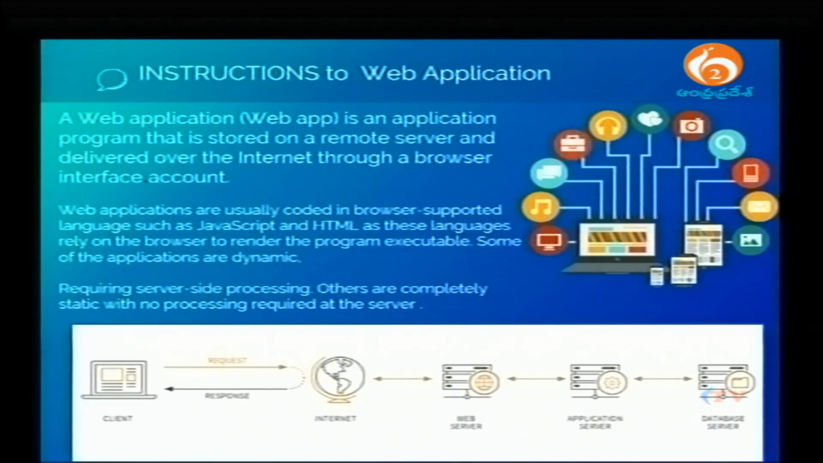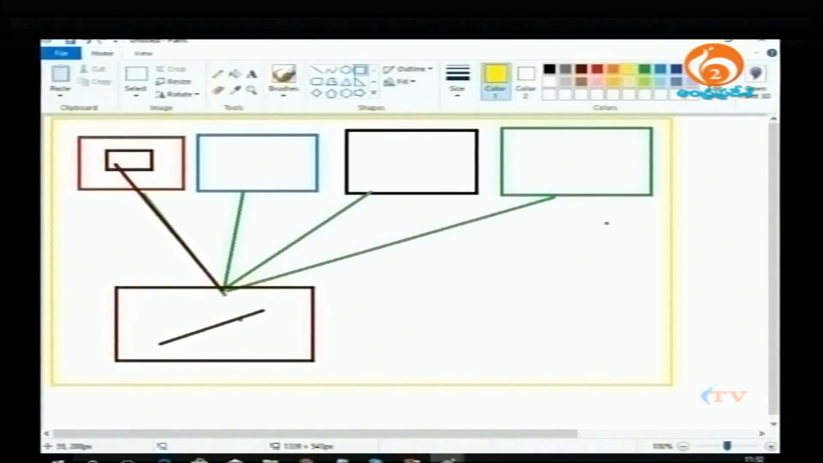All right. Now let me read the sentence again, and after that I'll explain it to you. A web application, you can call it a web app, is an application program that can be stored on a remote server. I mean to say a remote computer, and delivered over the internet. Nothing but you require an internet connection for this, through a browser. I mean to say it requires a browser facility on your desktop computer, then you can access the web application. Okay. In that case, let me explain this to you first.